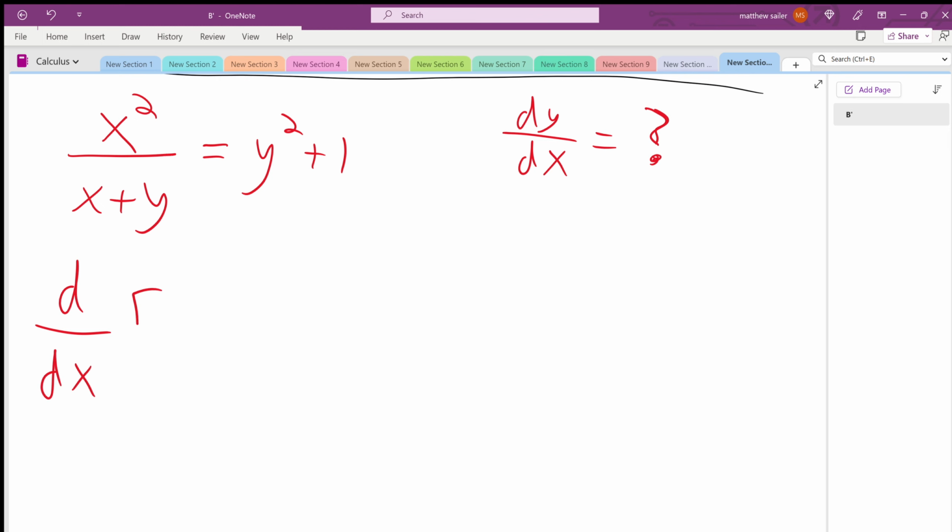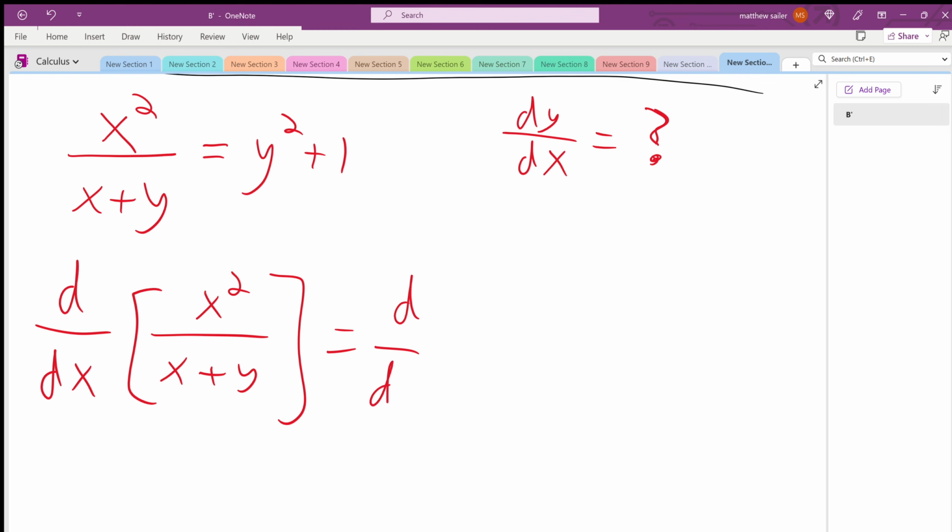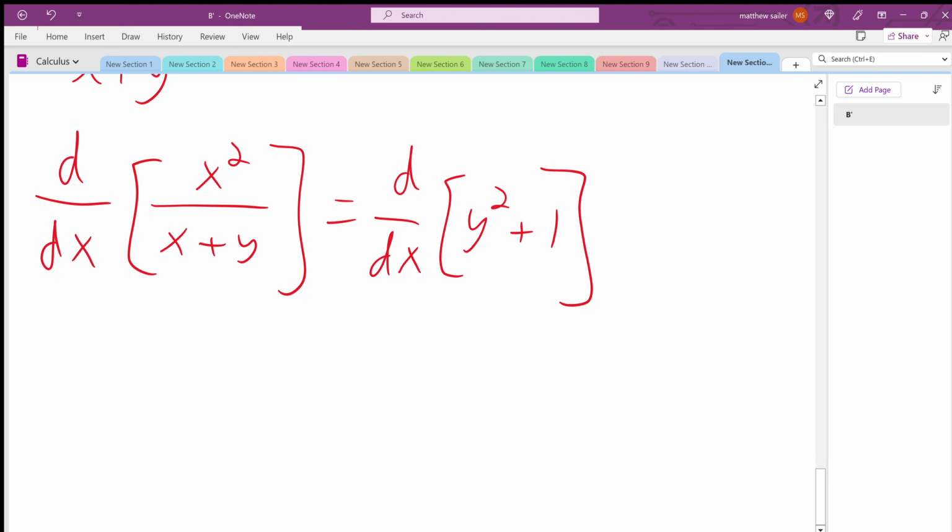So we want the derivative of the left-hand side. Let's set that equal to the derivative of the right-hand side. Also, as a side point, we are always doing the derivative with respect to x because it's asking us for dy over dx. If it asked us for dx over dy, we would do the same steps, but we would differentiate with respect to y. Alright, so let's start with the left-hand side.